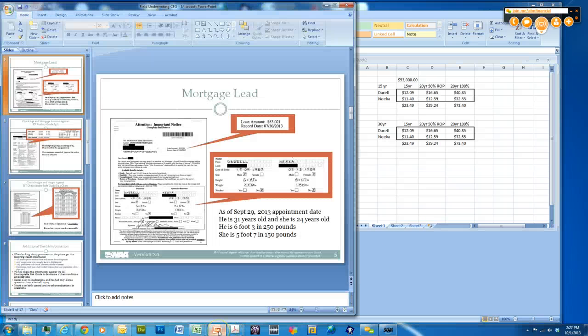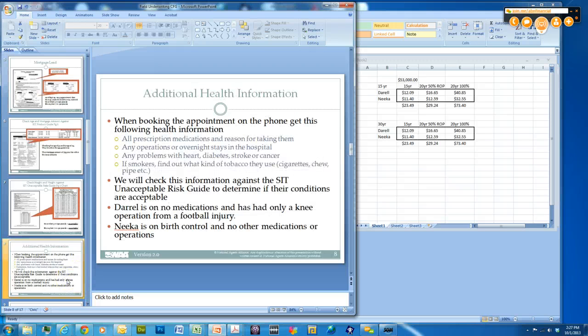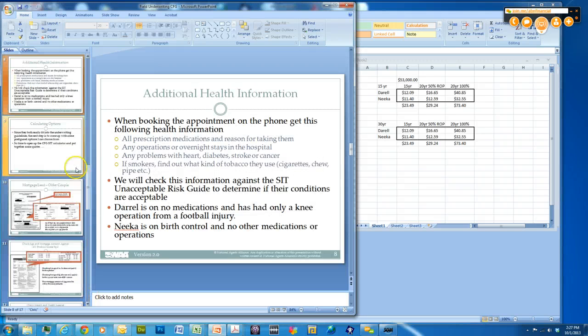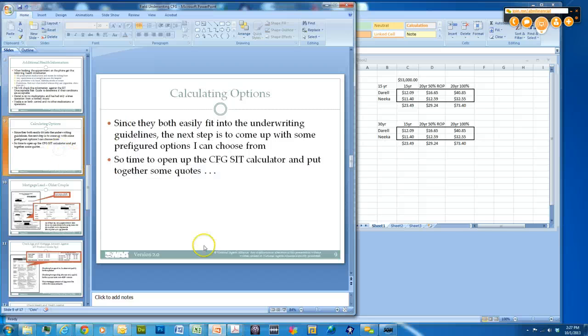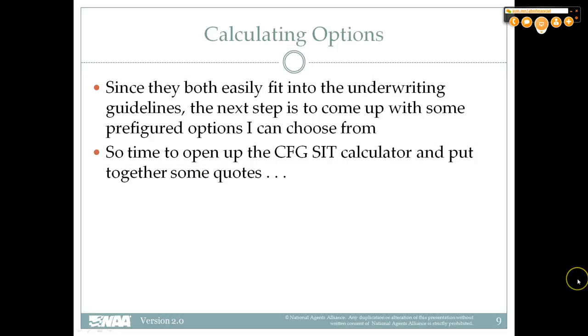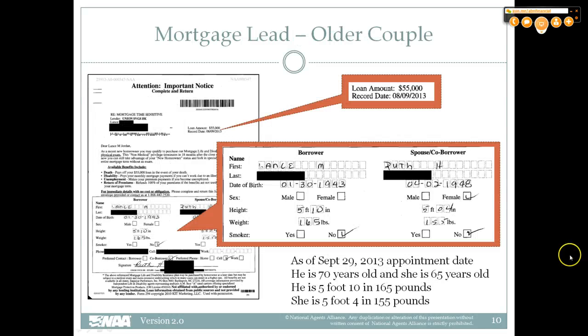Let me show you what happens when they're older. Okay, so we're just here. Okay, so let's take an older couple. An older couple that turned into a mortgage protection lead.